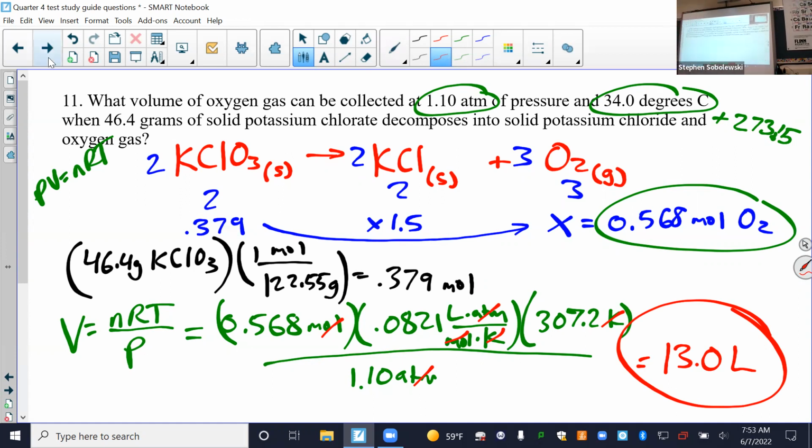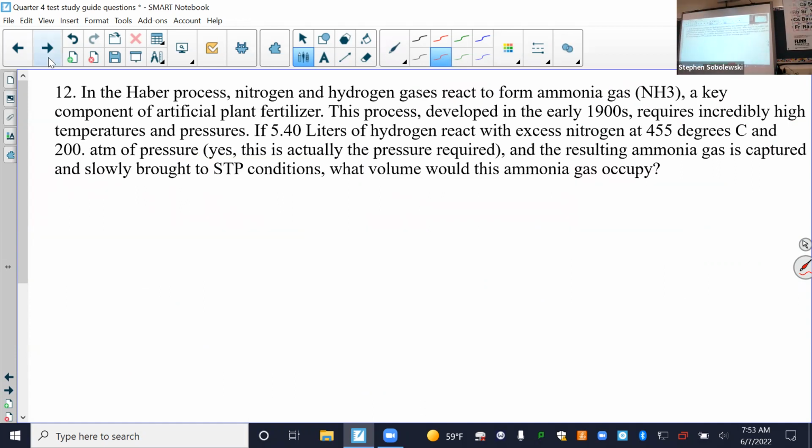All right, question 12. Long question because this is an interesting one. In the Haber process, nitrogen and hydrogen gases react to form ammonia gas, a key component of artificial plant fertilizer. In fact, this process has been known as the largest saver of human life in history. Why do we have 8 billion people on the planet today? Probably because of this, because up until this process was made, fertilizer was basically manure, and we couldn't figure out how to make artificial fertilizer.